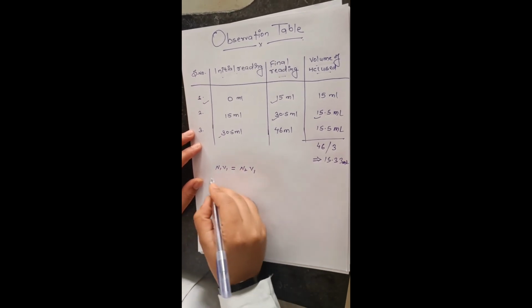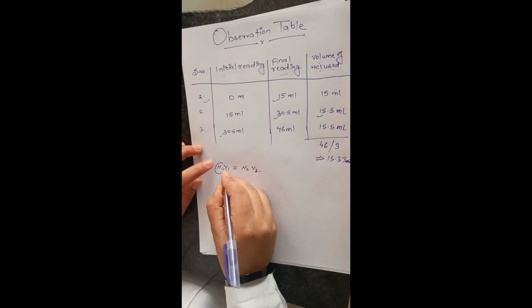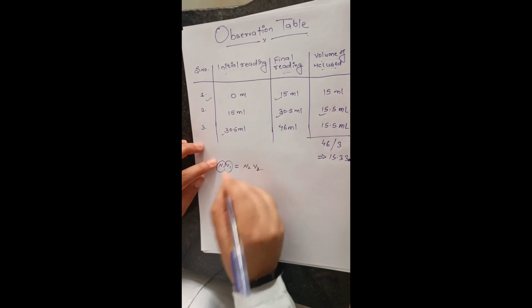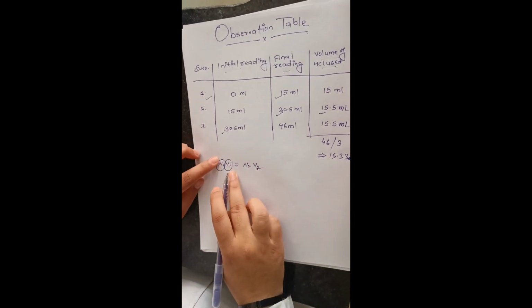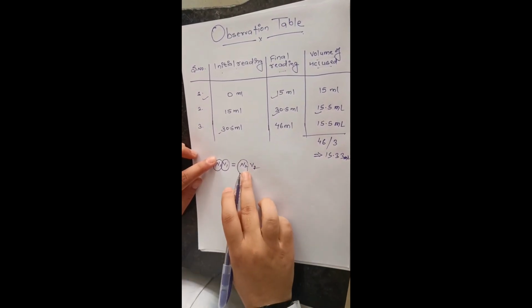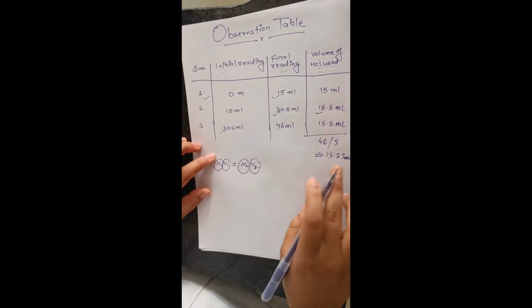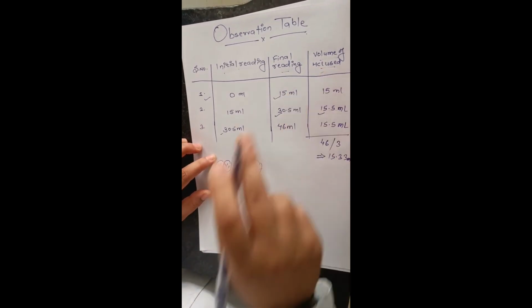Now we will calculate the normality of HCl by applying the formula N1 V1 equal to N2 V2. So N1 is the normality of sodium carbonate, V1 is the volume of sodium carbonate we have taken into the conical flask, N2 is what we have to find out, the normality of HCl, and V2 is the volume of HCl consumed during this titration.